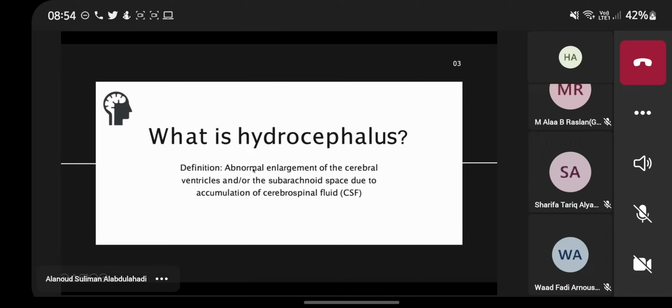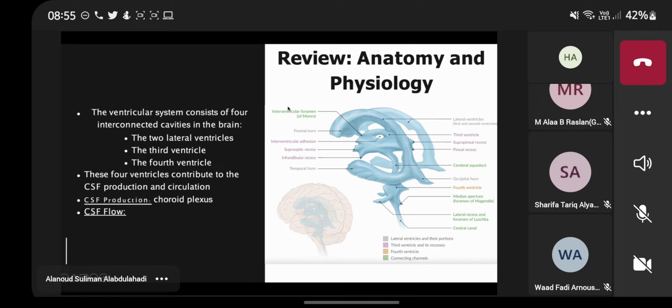Now, starting with the definition, so what is hydrocephalus? Hydrocephalus is when you have an abnormal enlargement that is found in the cerebral ventricles or the subarachnoid space, and it's caused by an accumulation of cerebrospinal fluid. Now, to further understand how hydrocephalus occurs, I will just briefly review the anatomy and physiology of the central nervous system, the CSF, and the flow and the production.